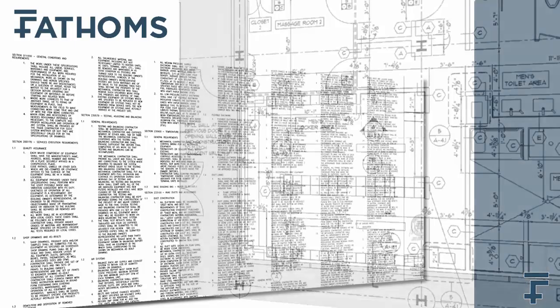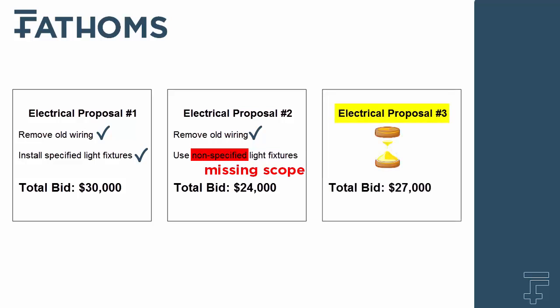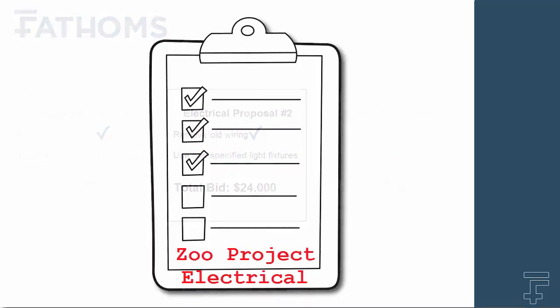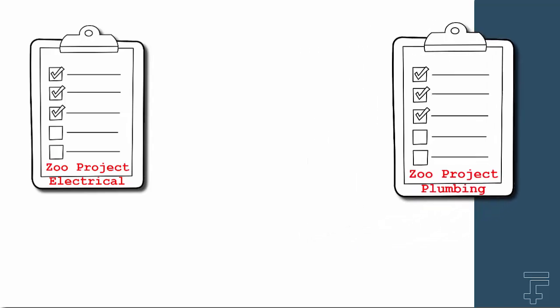In this simplified example, electrical proposal number 1 includes the required work and scope per the construction documents. Proposal 2 includes the removal of old wiring, but did not receive the light schedule and included the wrong, non-specified light fixtures. The third proposal came in right before the deadline and failed to send details of what scope they did or did not include. Your estimator has to decide what number to carry, and a few $1,000s could be the difference between winning and losing a project. Your estimator can create checklists for each project and each trade, but this is very time-consuming.